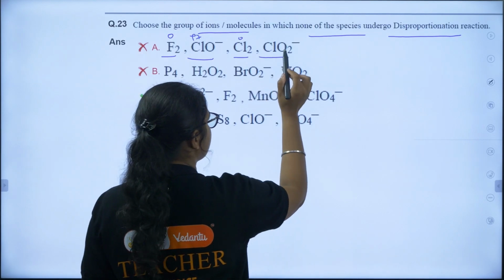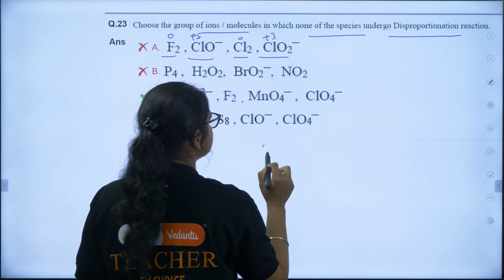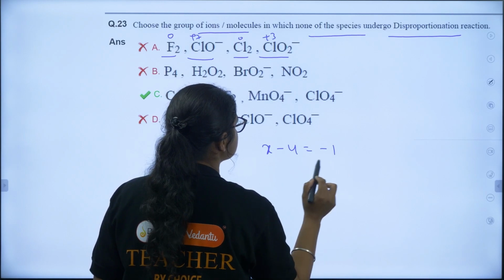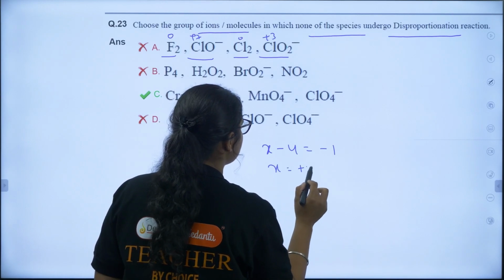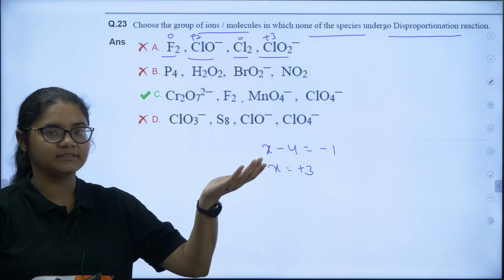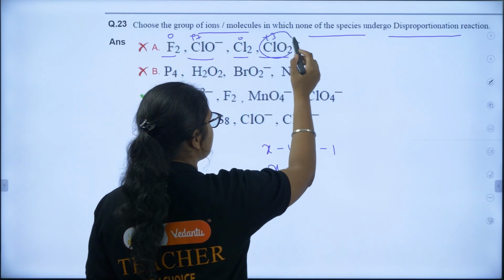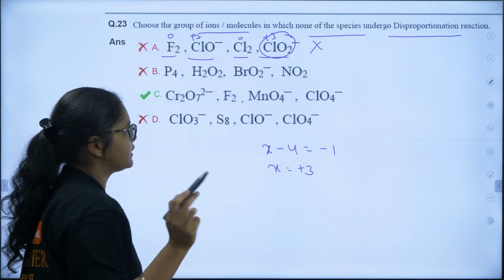But if you see chlorine here, this is in the +3 state, right? X - 4 = -1, so we have X = +3. So this can undergo both oxidation and reduction. It can go to a higher oxidation state and can also go to a lower oxidation state. So this compound can undergo disproportionation reaction. So this one cannot be the answer.